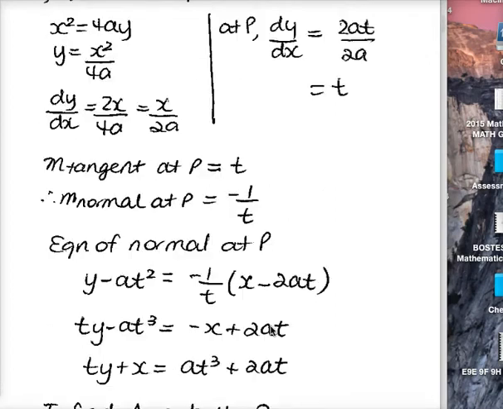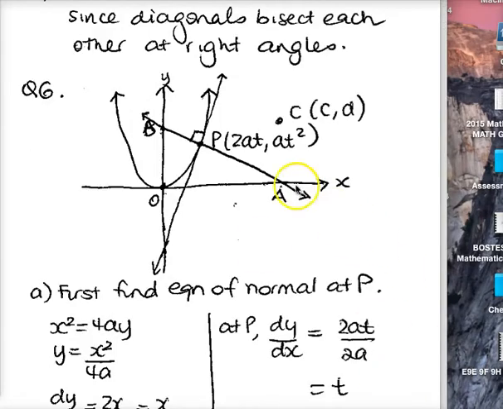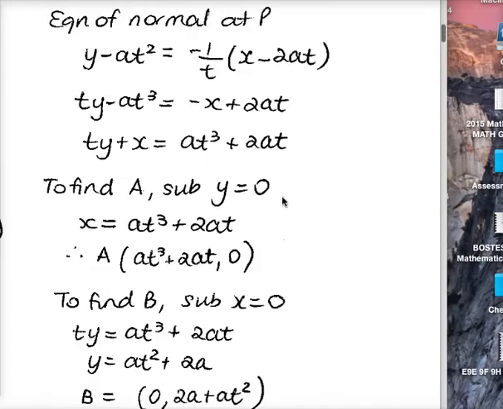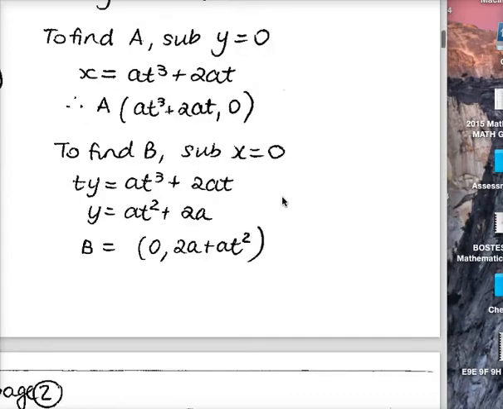And then find the coordinates of A and B. A is just where it cuts the x-axis, B is where it cuts the y-axis, and it's that equation of that normal. So you're just substituting y is 0 to get the x-intercept, and x is 0 to get the y-intercept, okay? That should be good, okay?